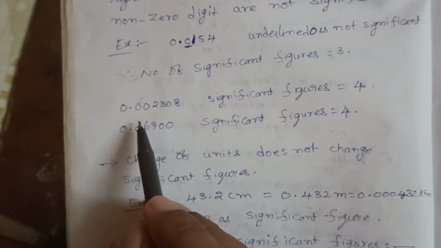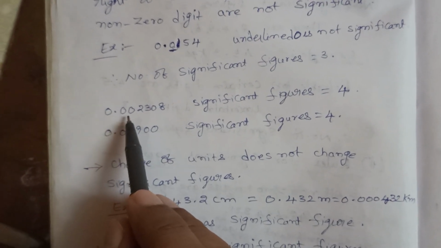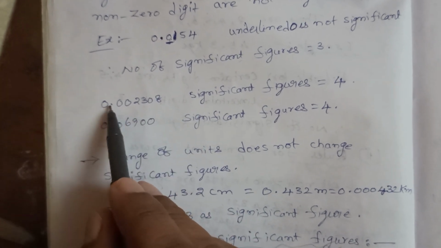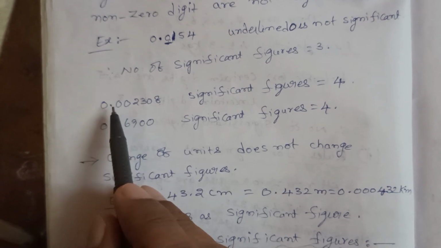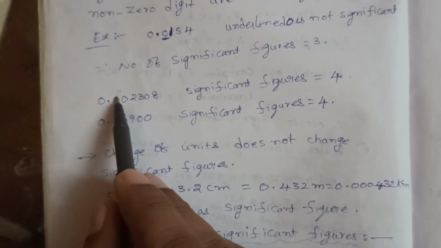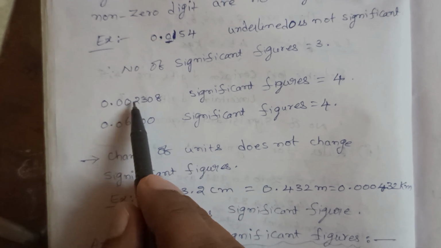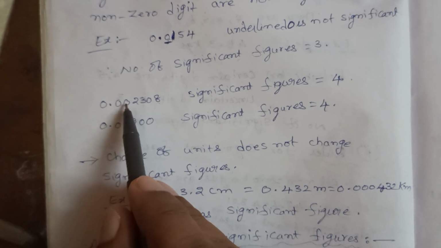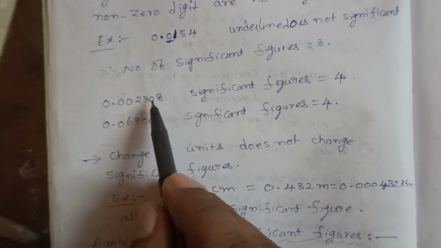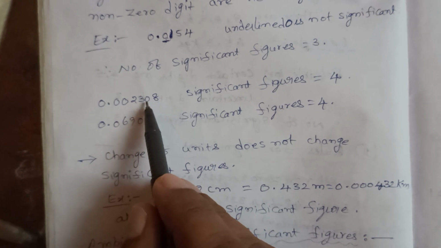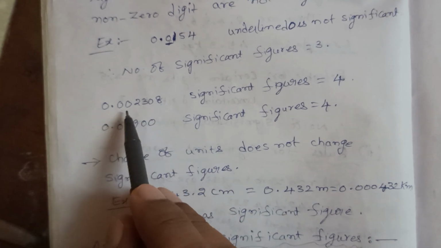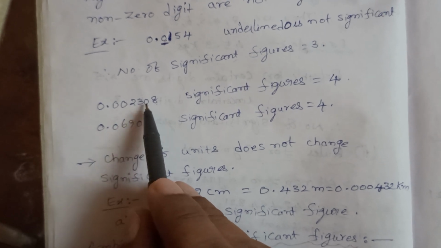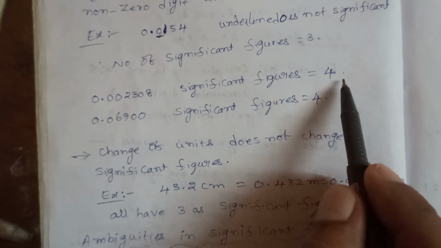One more example, you see, 0.002308. Here this number is less than 1 and these two zeros are before a number, so these two are not considered while counting the significant figures. But this 0 is considered while counting the significant figures. Here the number of significant figures is only 4. 1, 2, 3, 4. Significant figures 4 only.